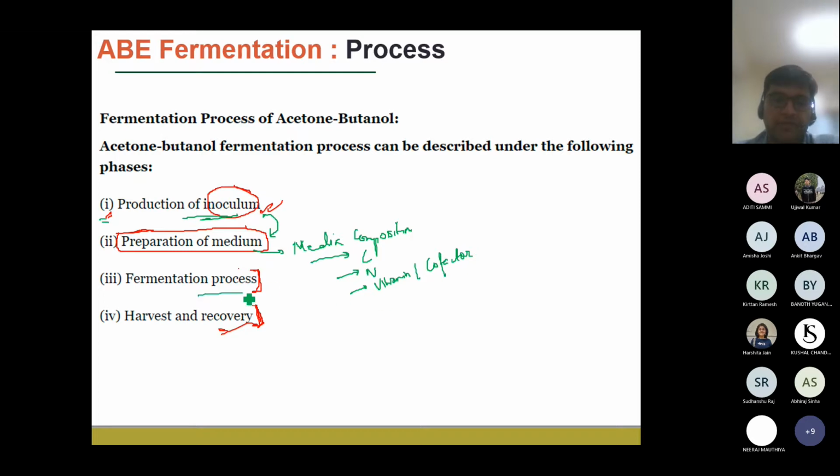Okay, and then comes the fermentation process, to understand what the different types of reactor systems are that we'll be using. Then, if you have produced it inside that reactor system, what will be your temperature, what will be your pH, so what conditions you have to carry out your fermentation process at.